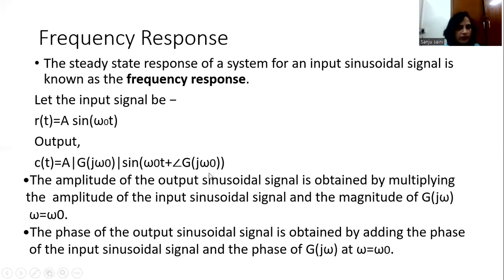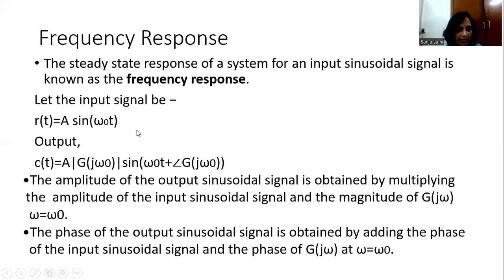If we talk about the frequency response, then frequency response means to sketch the variation in magnitude and phase angle of G(jω) as ω is varied from 0 to infinity. Then this variation of amplitude of the signal with ω is termed as the magnitude response, and the variation of phase with respect to the frequency is termed as the phase response.